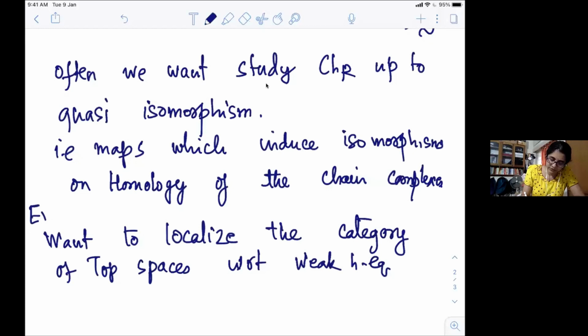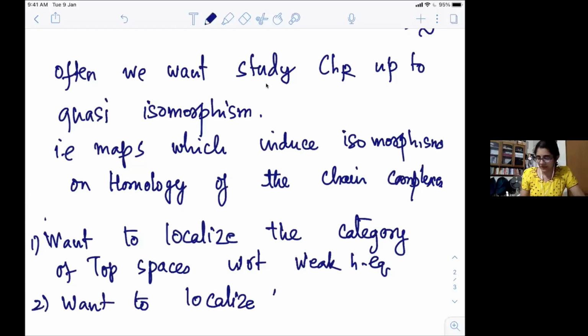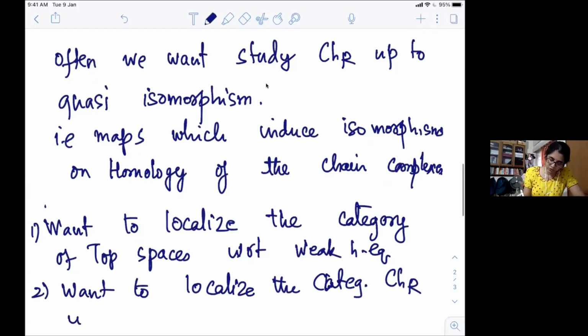So maybe example is not the correct word. These are a couple of things we want to be able to do. Maybe I should just put 1 and 2 here and then generalize it. Suppose I want to localize chain, the category of chain complexes, to the category CHR up to quasi isomorphisms.